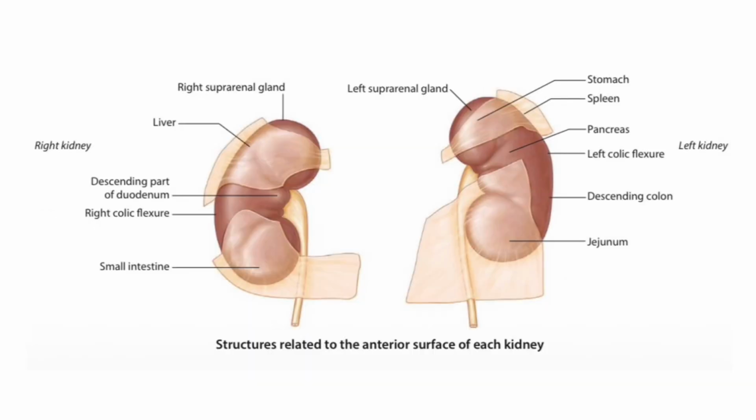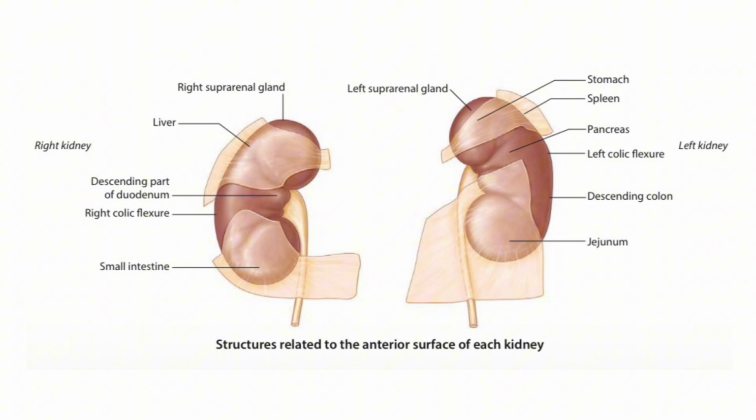Anterolateral relations. When we consider the right kidney, the superior pole is related to the right suprarenal gland, and inferiorly, it's related to the liver and coils of the small intestine, separated by the peritoneum. It's also directly related to the descending duodenum and right colic or hepatic flexure.